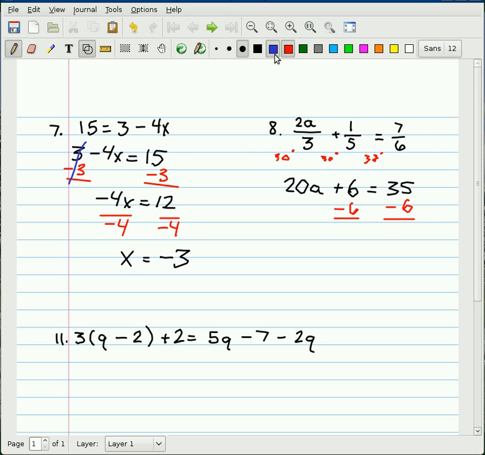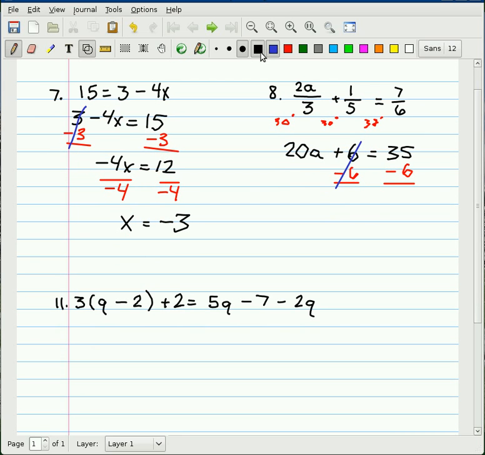Those 6's cancel, and we end up with 20a equals 29. To undo a 20 times a, we divide by 20. Those 20's cancel, and I end up with a equals 29 over 20, since that fraction doesn't reduce, or if you prefer decimals, 1.45.